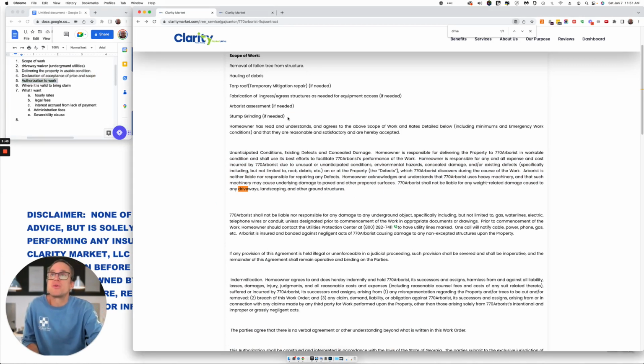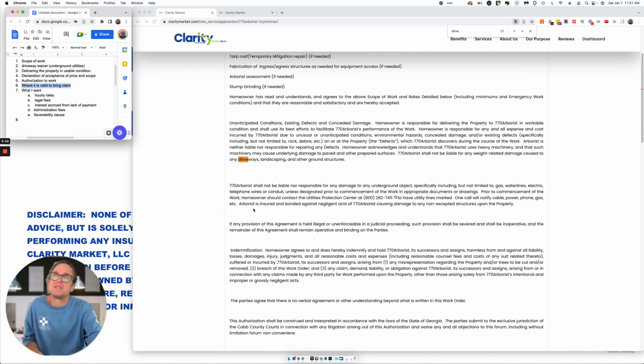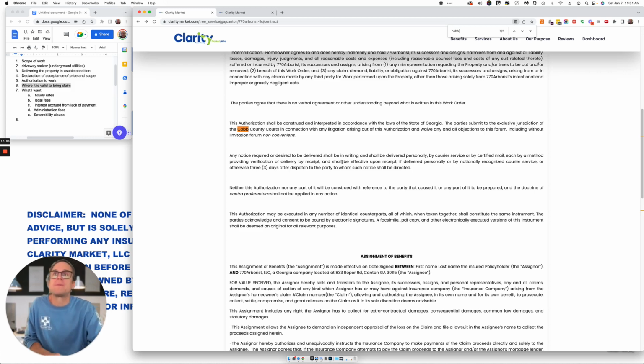Okay. Authorization to do the work. Obviously, that's a signature. Next, where it's valid to bring a claim. So mine is, Control F, Cobb. So Cobb County, according to the state of Georgia, these parties have exclusive jurisdiction in Cobb County.